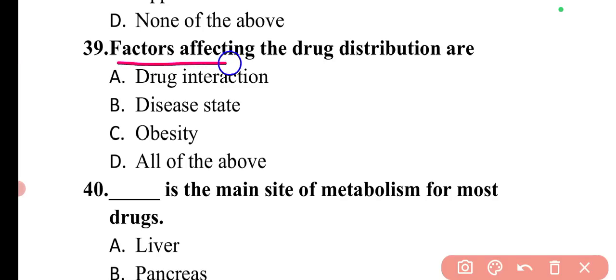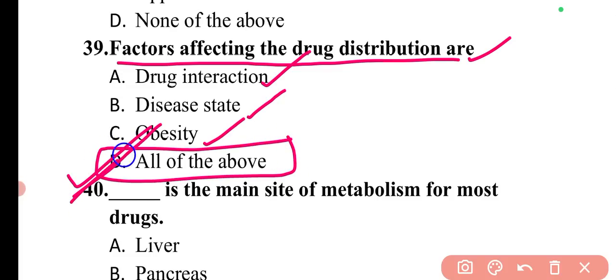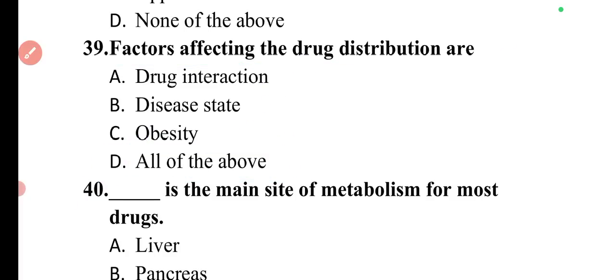Next question is, factors affecting the drug distribution are. So the factors which affect the drug distribution include drug interaction, disease state, obesity, surface area. So these are the different factors. Also the binding of the molecule with the receptor or with the protein, albumin. So these are the different factors that will affect the drug distribution. So here option D is correct.